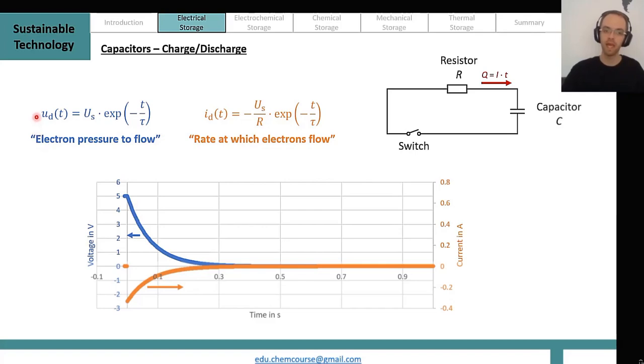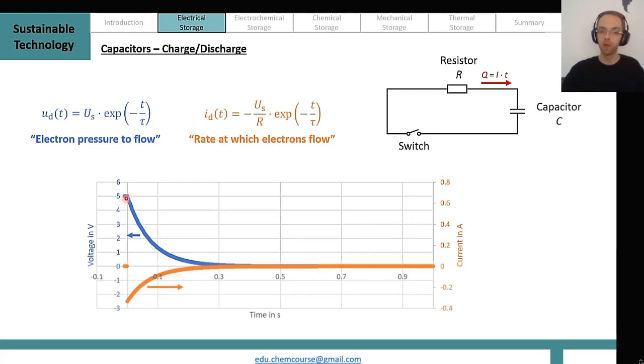So we again have our discharging voltage, which is basically our electron pressure to flow. And we have our current, which is the rate at which the electrons flow. We close the switch at 0. Before that, we have a constant voltage here, because the electron pressure to flow is the same if none of the charges are moving, and therefore the current is 0 because there is no way for the charges to move from one side to the other or towards each other.